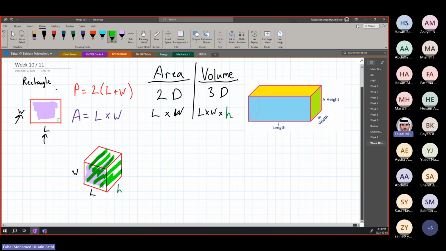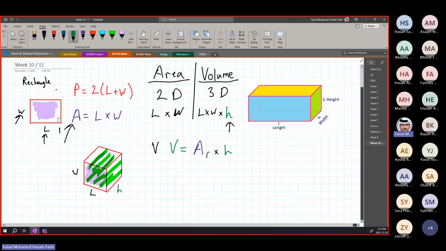So to find the volume of that, you basically have to multiply the area we found for the rectangle, this area, and you multiply it with the third new dimension, which is the height. So the volume for a rectangular prism, the volume V, is equal to the area of a rectangle that we found before, times the new dimension, which is the height, the H.